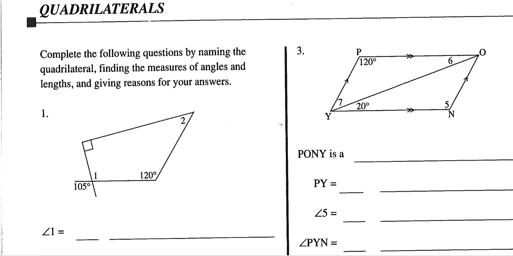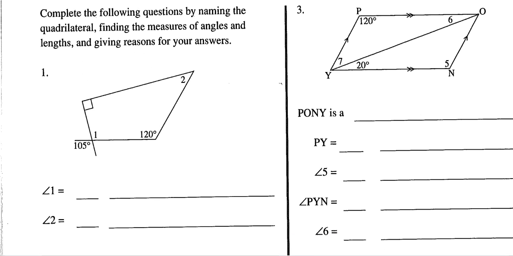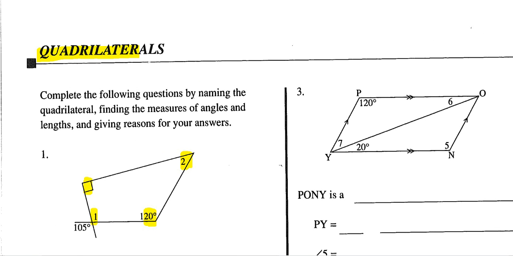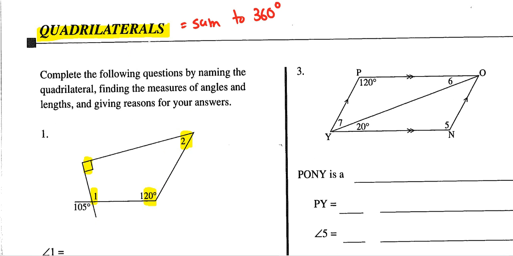Okay, so looking at question number one here, anytime you have an object with four sides, so I'm just highlighting the four sides there, that means we're dealing with quadrilaterals. And we know that quadrilaterals, the angles inside will always sum to 360 degrees. So let's use this fact while we're trying to solve the questions in this worksheet here.